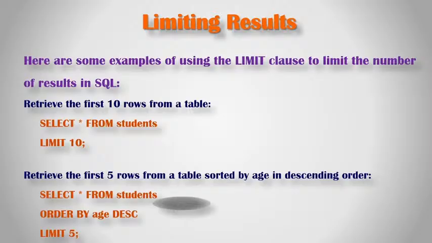Here are some examples of using the LIMIT clause to limit the number of results in SQL. Retrieve the first 10 rows from a table: SELECT * FROM students LIMIT 10. Retrieve the first 5 rows from a table sorted by age in descending order: SELECT * FROM students ORDER BY age DESC LIMIT 5.